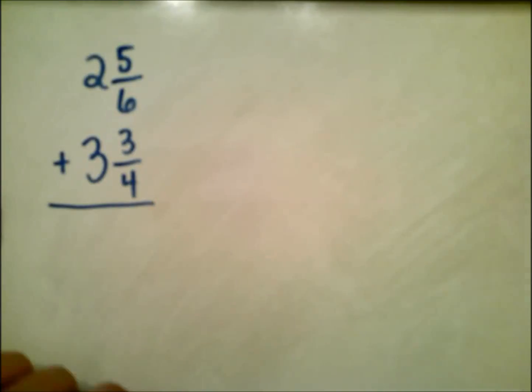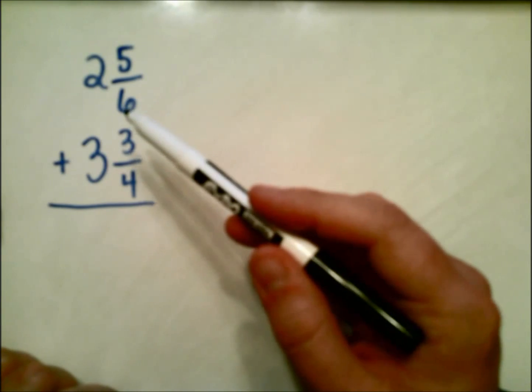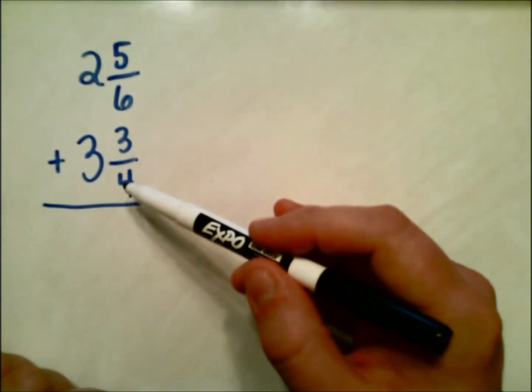Hey students and parents, in this video we're going to be talking about adding mixed numbers with unlike denominators. It's important to take the previous skills and strategies with adding and subtracting fractions with unlike denominators over into this new concept of mixed numbers. All right, this example we have here is 2 5/6 plus 3 3/4.